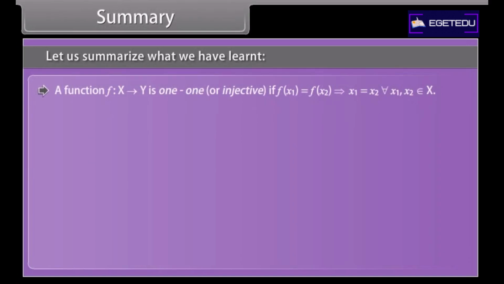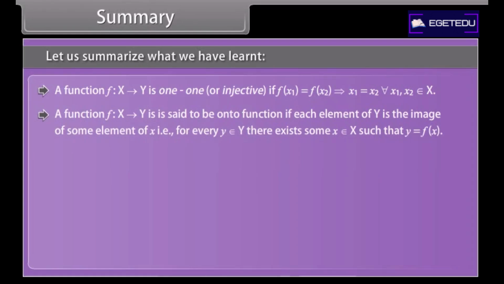A function f from X to Y is one-one or injective if f of x1 equals f of x2 implies that x1 equals x2 for each x1, x2 belongs to X. A function f from X to Y is said to be onto function if each element of Y is the image of some element of X, that is, for every y belongs to Y, there exists some x belongs to X such that y equals f of x.